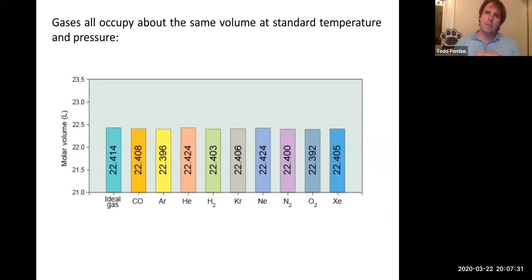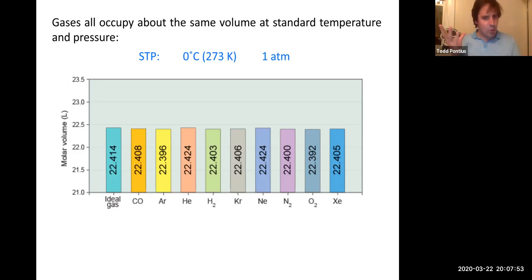Recall last time we talked about how gases occupy about 22.4 liters under standard temperature and pressure. And as a reminder, what are standard temperature and pressure? STP: 0 degrees Celsius or 273 Kelvin, and 1 atmosphere of pressure. So kind of a cold temperature for us humans. 1 atmosphere of pressure, that's kind of classic.